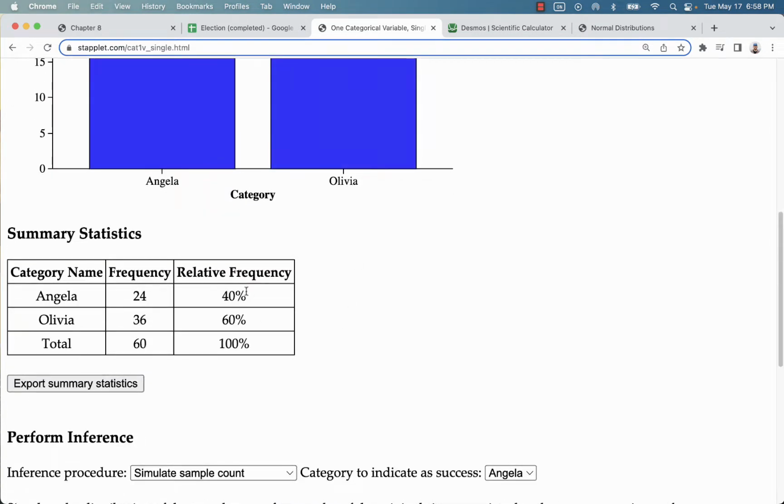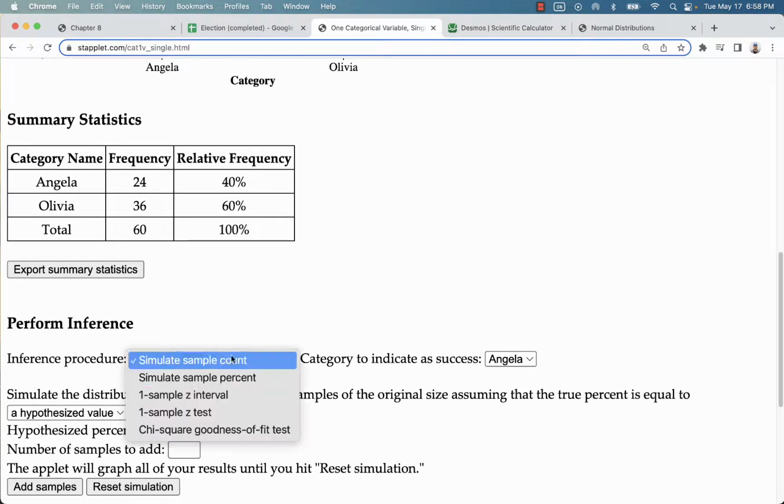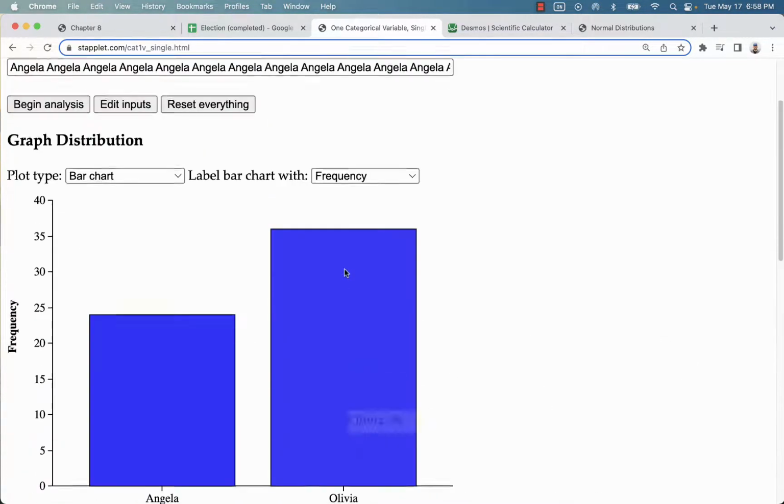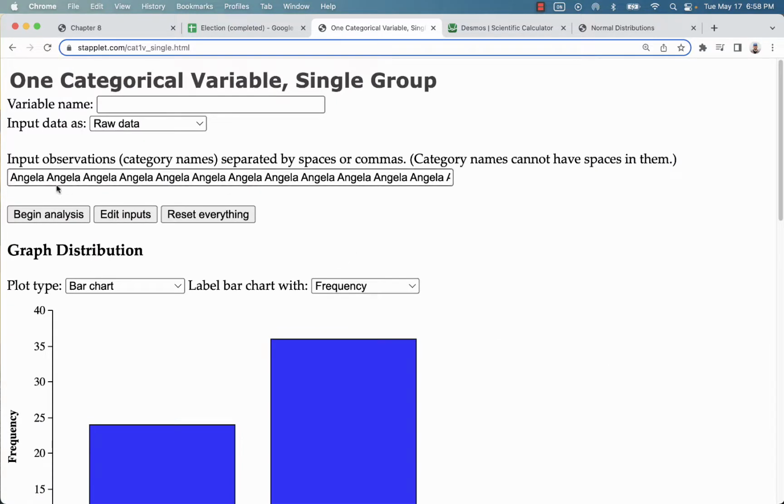And now I have that same 40%, 60%. And from there, I do it the same way. Look at Angela, 95%. So I don't think you really need to use raw data unless it's an extremely large data set where you have qualitative observations there.